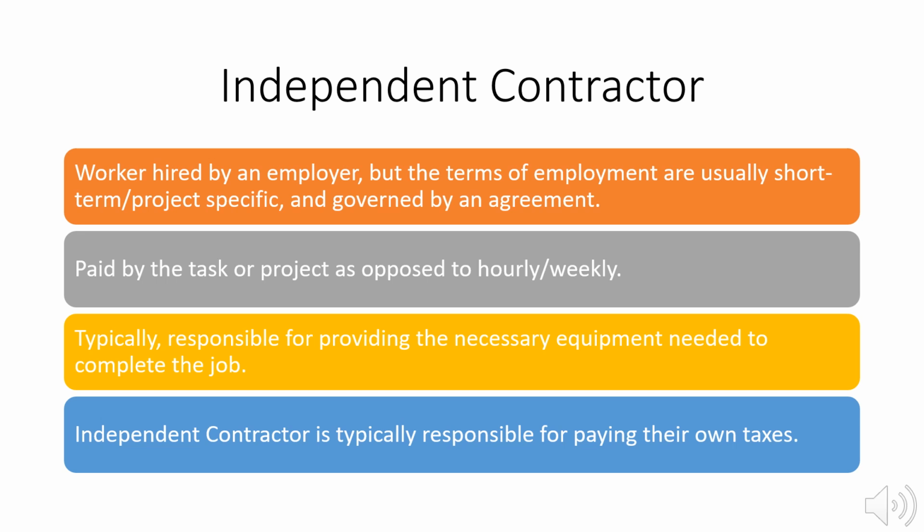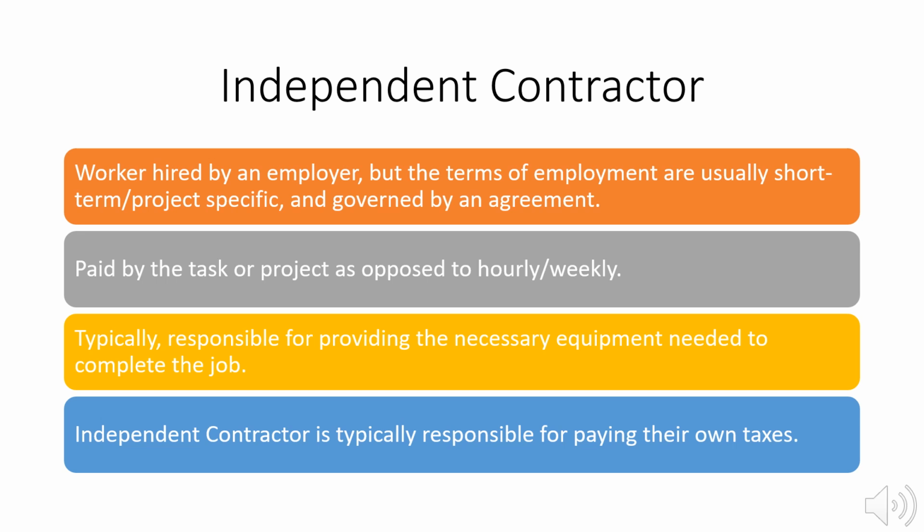Some things that are typically going to be within this agreement are going to be the terms of payment. So for an independent contractor, they are typically paid by the completion of a task or project as opposed to an hourly wage or salary. Further, they're not going to be entitled to any employee benefits, and they are typically responsible for providing the necessary equipment needed to complete the job.